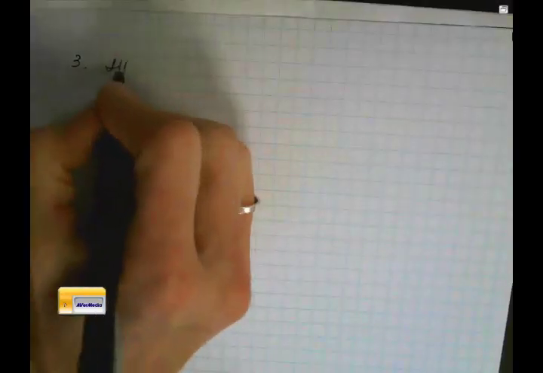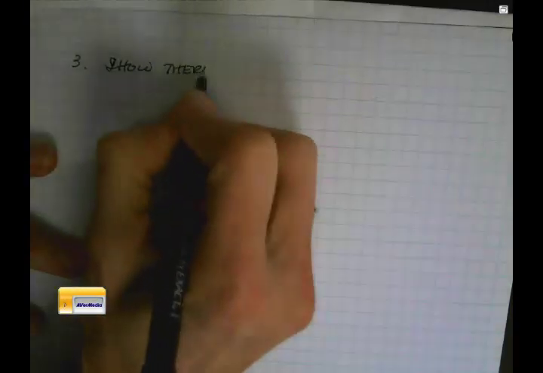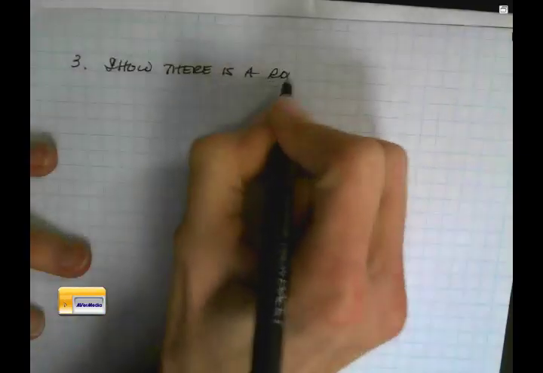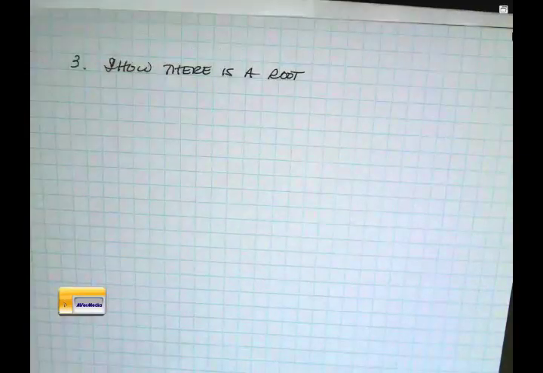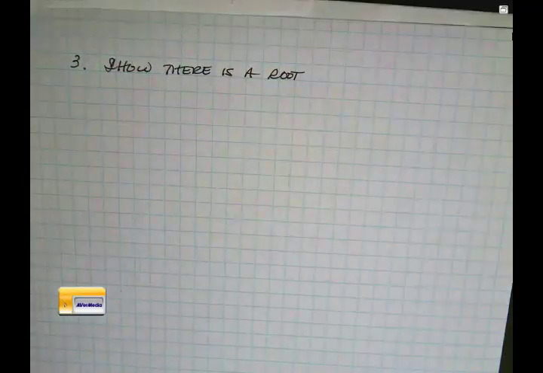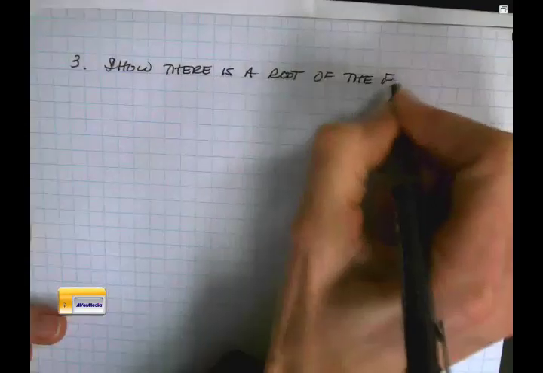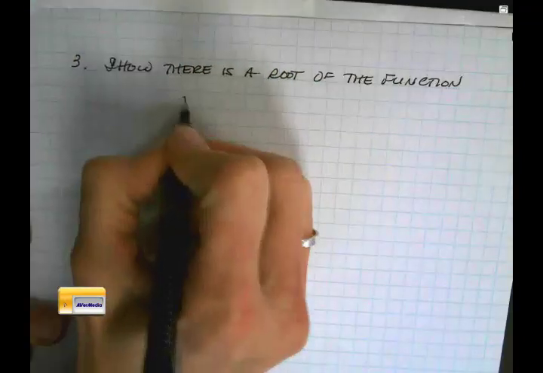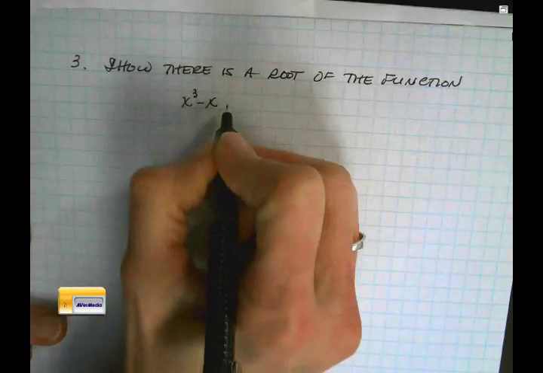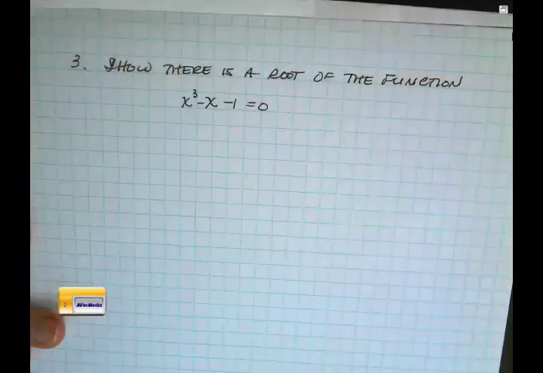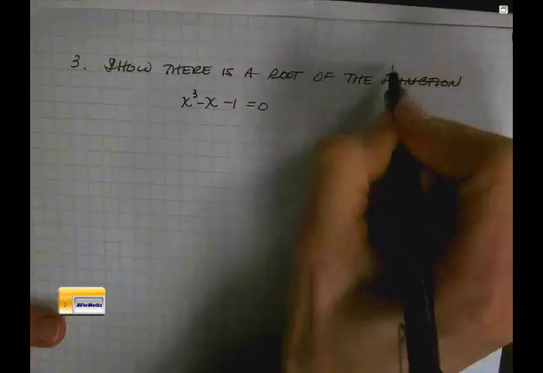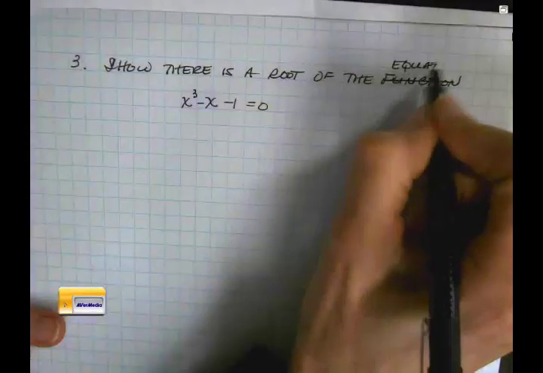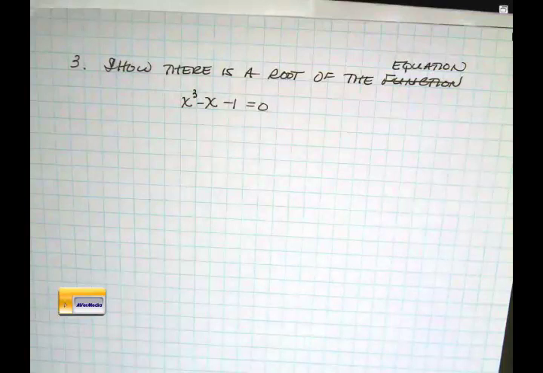Show there is a root. And remember, a root is a 0, is an x-intercept. All those words mean the same thing. Show there is a root of the function, and here's the function, x cubed minus x minus 1. Actually, we should call this an equation, not a function. We're supposed to call this an equation because it's not written as f of x. It doesn't have a y value. Between 1 and 2.